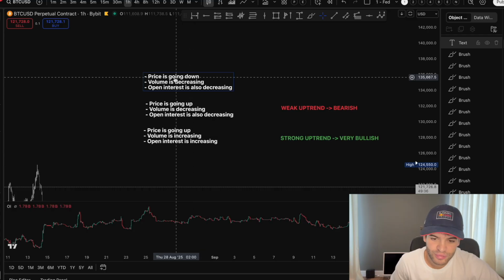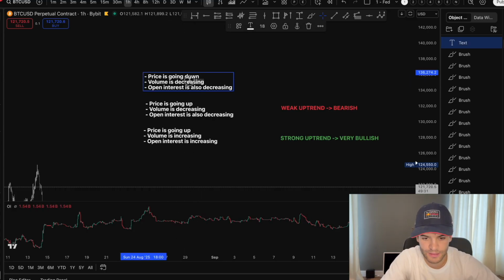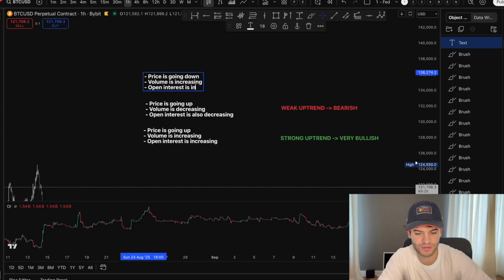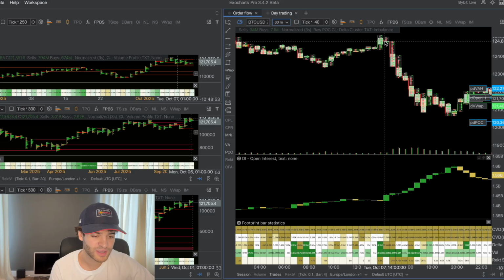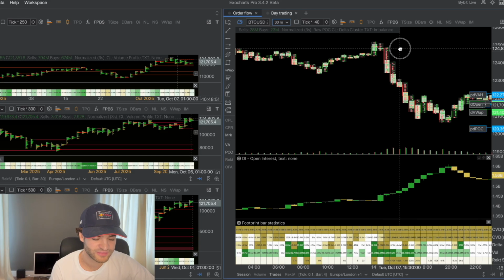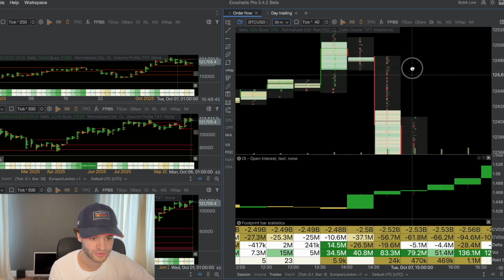Then we have price going down. Volume is increasing. And open interest is increasing. This is when you have a strong downtrend, which means that it is very bearish. We can actually see this quite a lot on the graphs and especially on the most recent pullback that we've had on Bitcoin. So look at this.